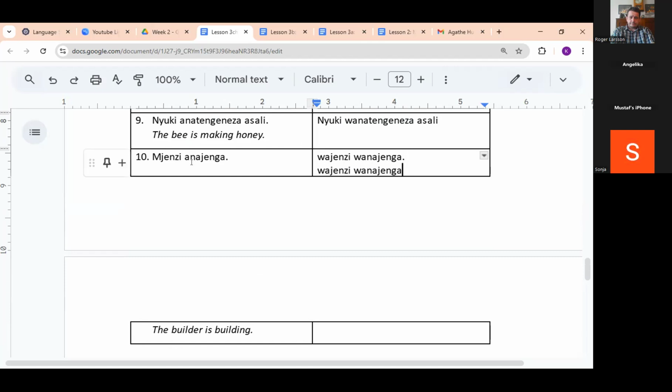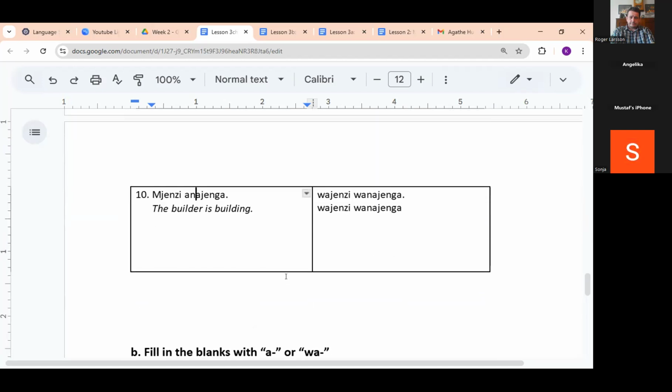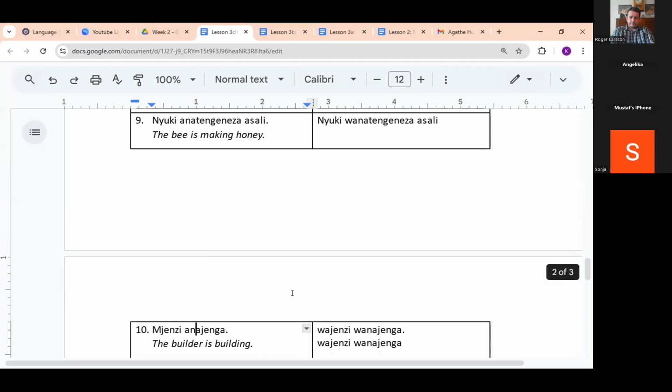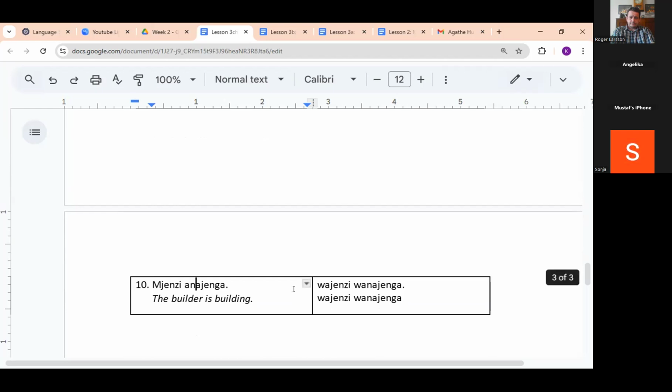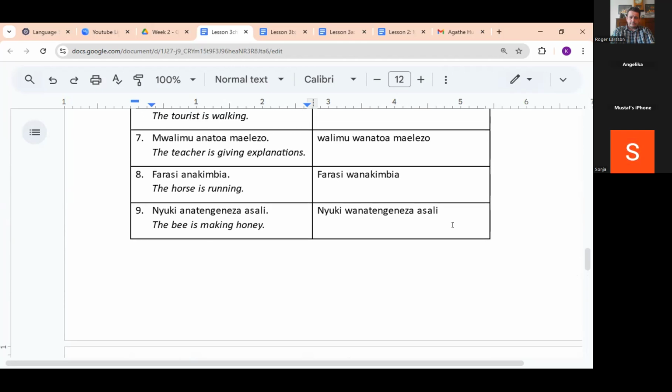I didn't get the point. Yeah, mjenzi anajenga, wajenzi wanajenga. Asante sana. Any other question about this agreement? Hapana.